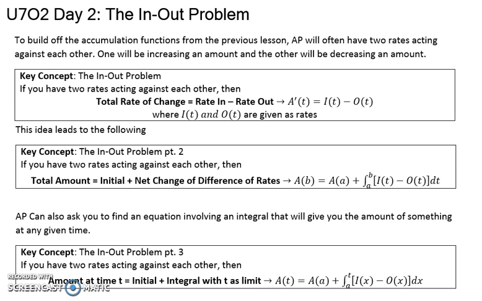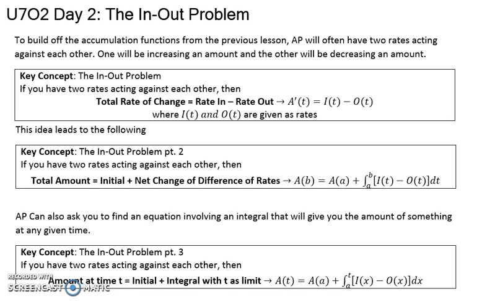So you might be filling a bucket with water, but the bucket has a hole in it, so water is leaking out the bottom. You're putting water in and taking water out at the same time. There are three ways that we can look at the in-out problem. The first one is just talking about the total rate of change.